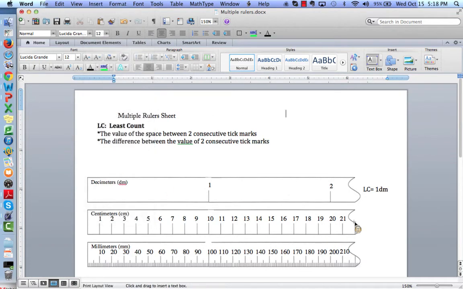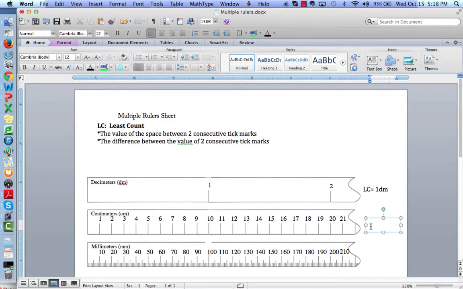All right, so let's do it this way. Insert text box right down here. And so we want to say the least count is 1, but what are the units for this one? Centimeters, so we got to put that on there. All right.